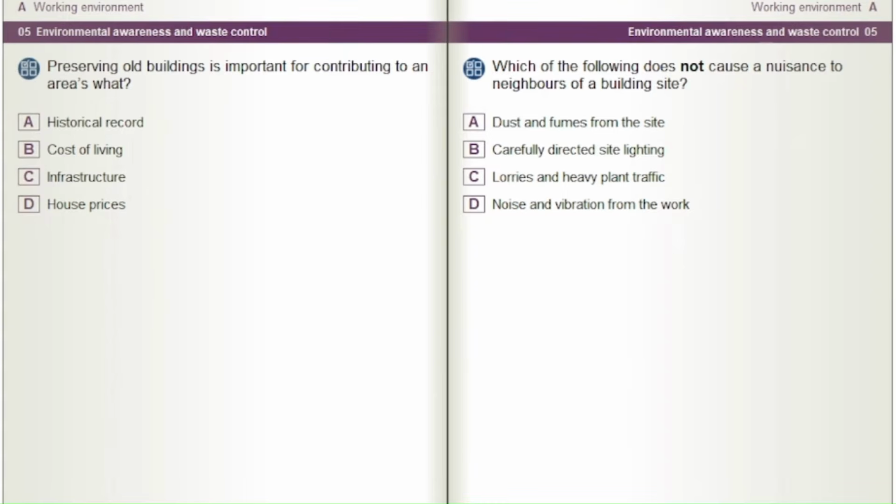Which of the following does not cause a nuisance to neighbours of a building site? Dust and fumes from the site, carefully directed site lighting, lorries and heavy plant traffic, noise and vibration from the work.